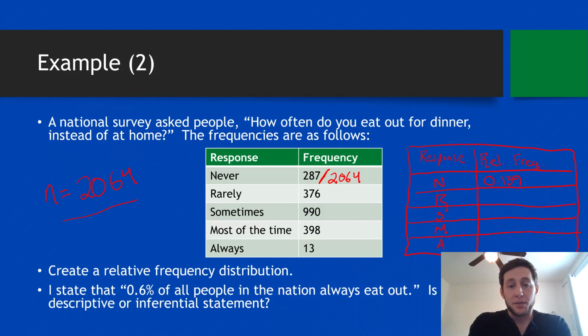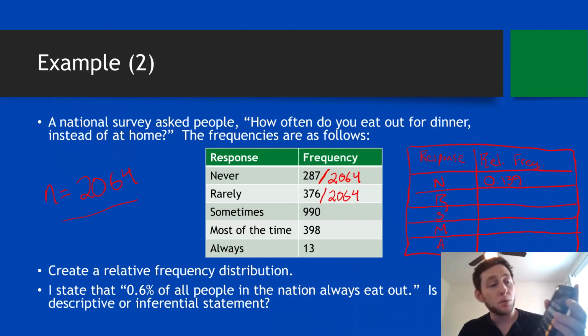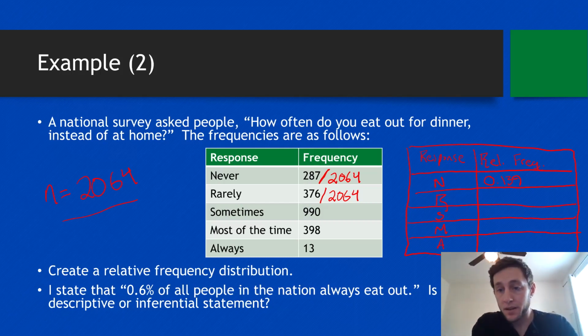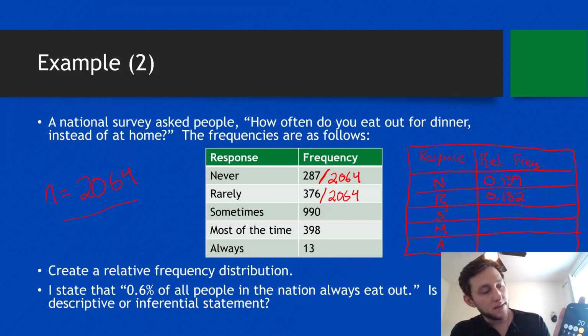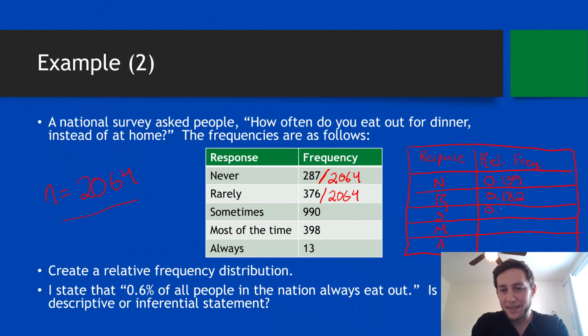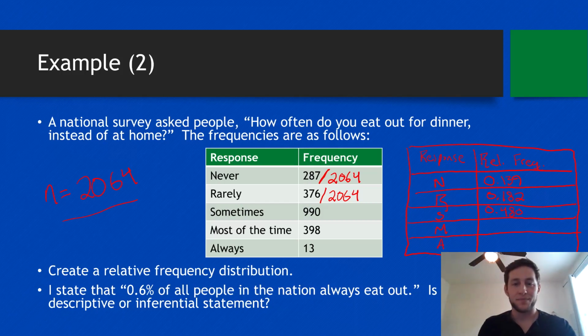All we do is keep going down the list. 376 divided by 2064. Going to my calculator, 376 over 2064, I get 0.182. Then 990 divided by 2064. I get 0.479. So I guess my rule's kind of already breaking. Let's round that to 0.480, because I'll go ahead and round up the 9, which rounds up the 7 then.